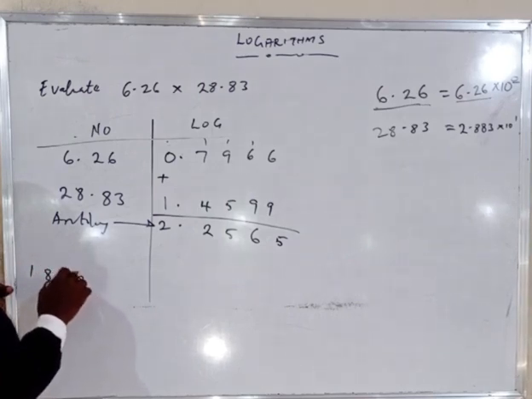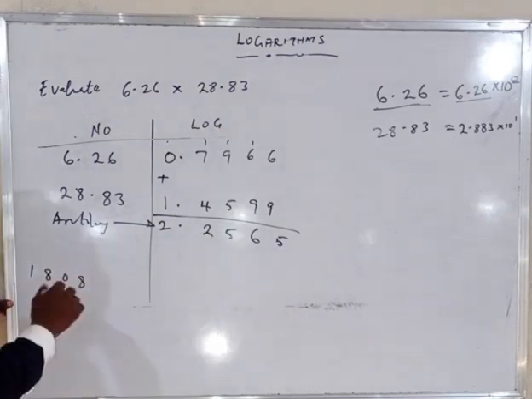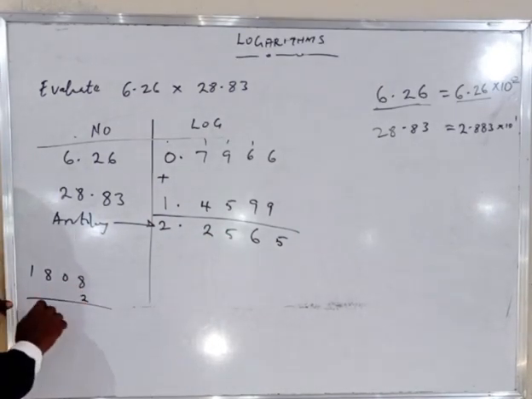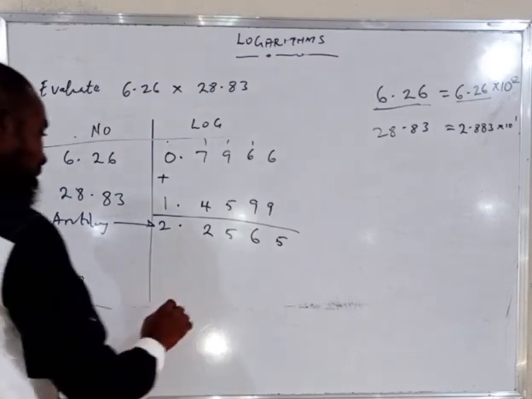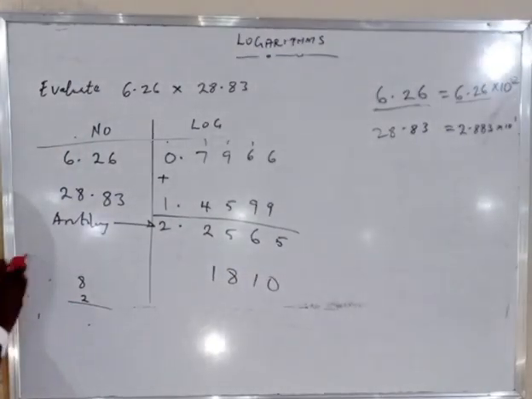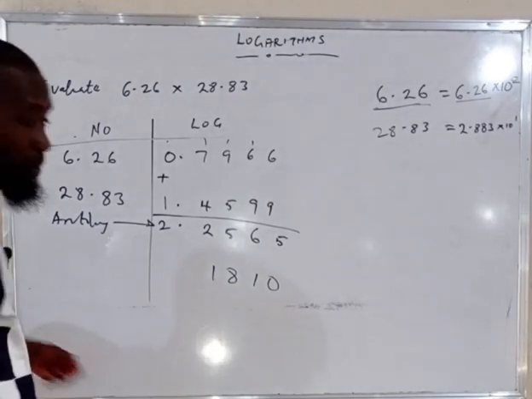What is 25 under 6? Is it logarithm we are using or antilog? Difference 5. Are you sure? So this is 1810. So we write 1810. Right?